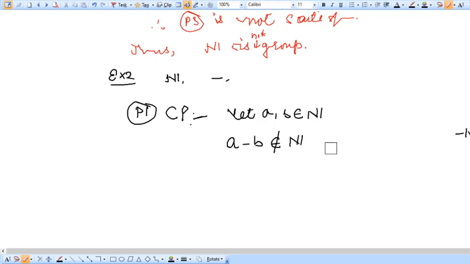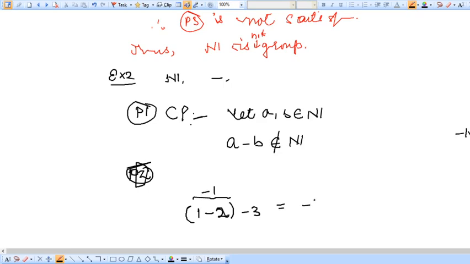Also, if we want to check the second property, the associative property, it doesn't satisfy the associative property either. Property number 2 is associative property. If you take three natural numbers like this, 1 minus 2 minus 3, so 1 minus 2 yields minus 1, then minus 1 minus 3 is minus 4. But if you see 1 minus (2 minus 3), this is 1 minus minus 1, which would be equal to 2. Therefore the associative property is not held by this set.